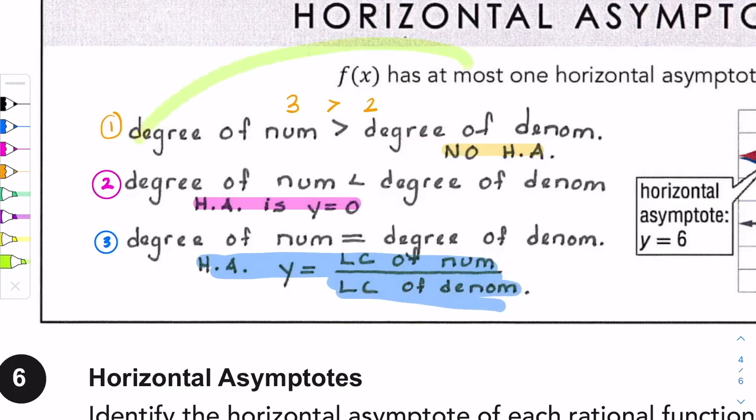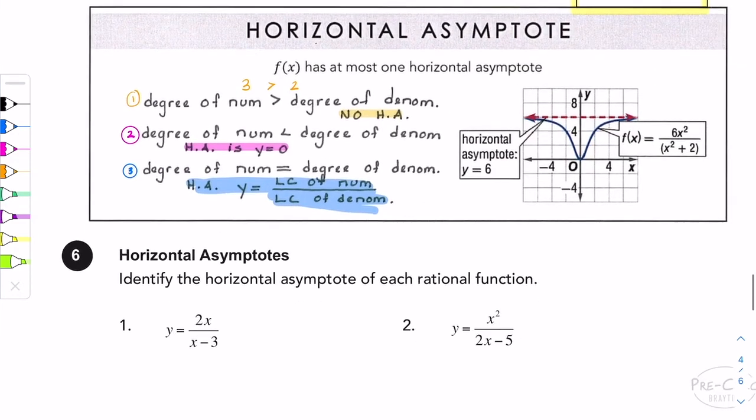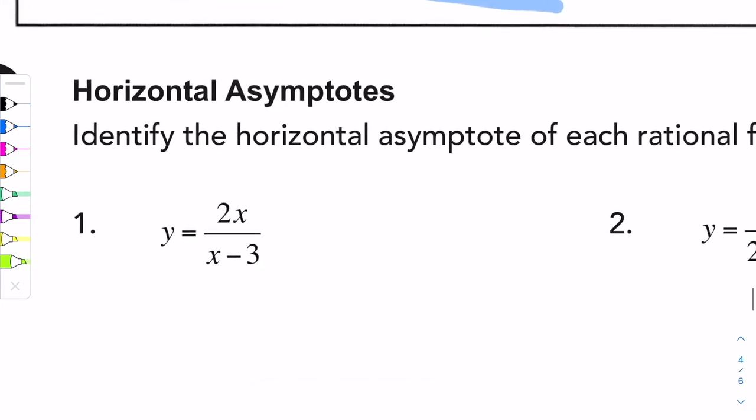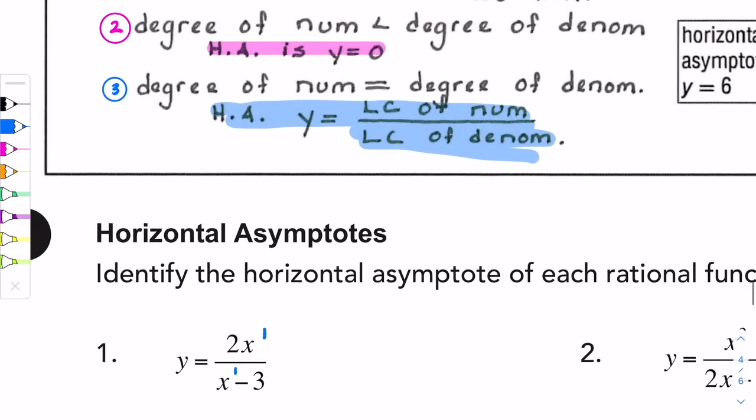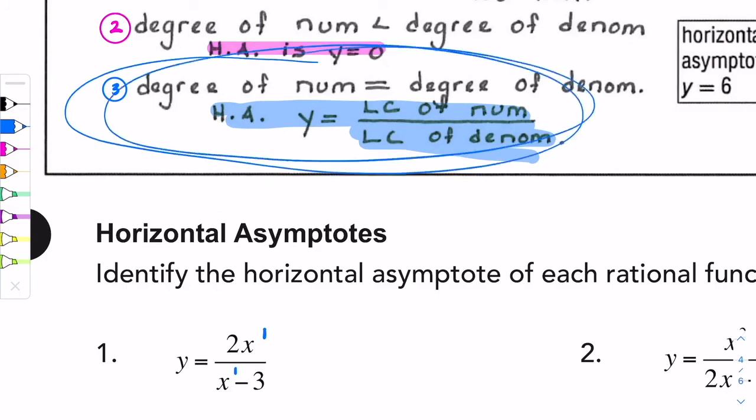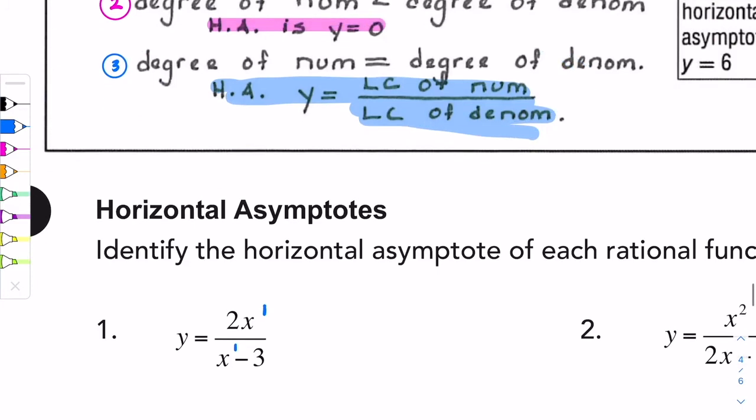Your solution has to fall within one of these 3. So obviously this is open notes, make sure you just reference these 3 cases and match which one works for your problem. If we look at number 1, y is equal to 2x over x minus 3. The degree of the numerator is x to the first power, degree of the denominator is x to the first power. So this actually matches number 3 up above. The degree of the numerator is equal to the degree of the denominator.